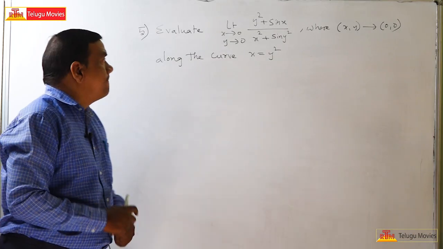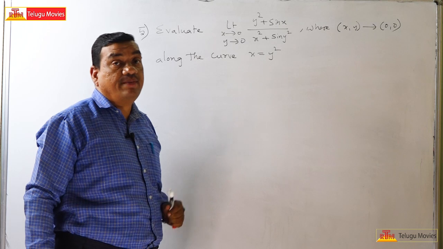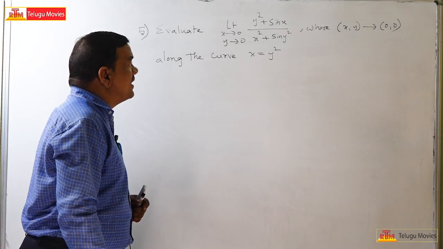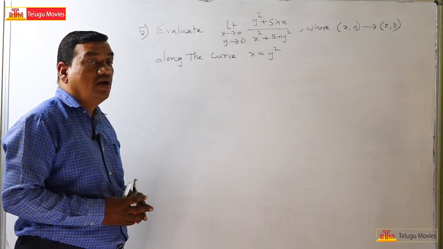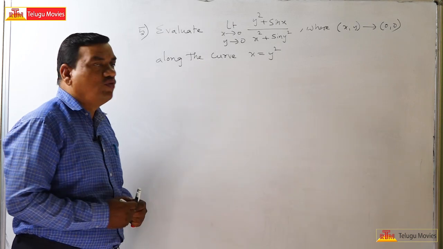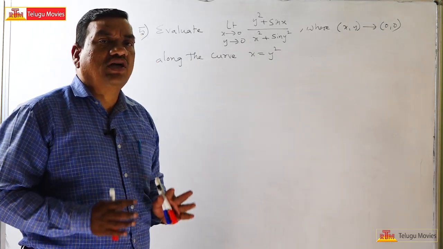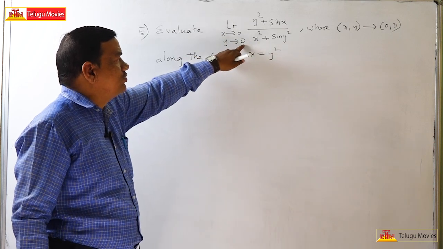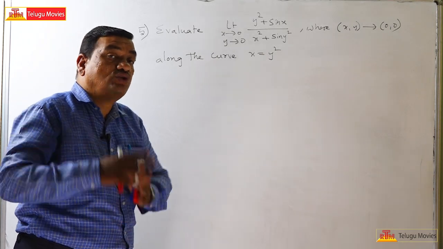Welcome to this problem. Evaluate limit x tends to 0, y tends to 0. So this is a two variable problem. Evaluate limit x tends to 0, y tends to 0, y square plus sin x upon x square plus sin y square, where x comma y both approach 0 along the curve x is equal to y square. So generally students will get immediate confusion. So here what are the two limits? Both x approaches 0 and y approaches 0. Then the expression y square plus sin x by x square plus sin y square approaches which value?